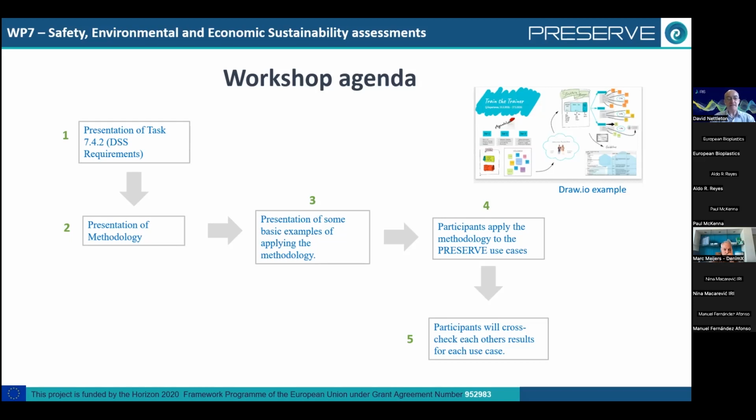And then in step 5, here it says participants will cross-check, but I think what we'll do is that participants will present what they've done. And then we can discuss it. So we'll see how we can divide that maybe by different end users of the DSS, and the people who have done each end user can then present, and we can all discuss that. Okay, so these are the steps of the workshop.